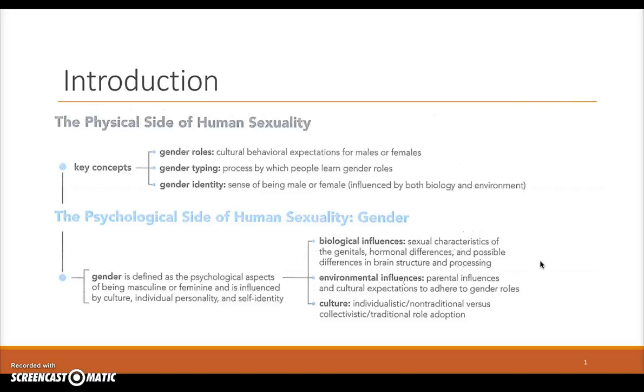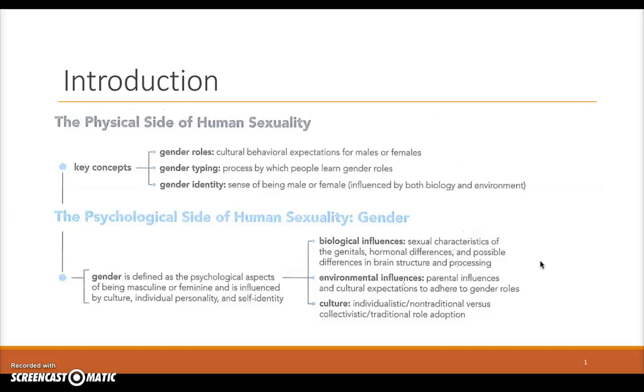Then a quick introduction: the physical side of human sexuality, which is gender roles, the cultural behavior expectations for males and females. And then gender typing, which is the process by which people learn gender roles, and it's mainly through our parents. Then gender identity, which is the sense of being a male or female, and it's obviously influenced by both biology and environment.